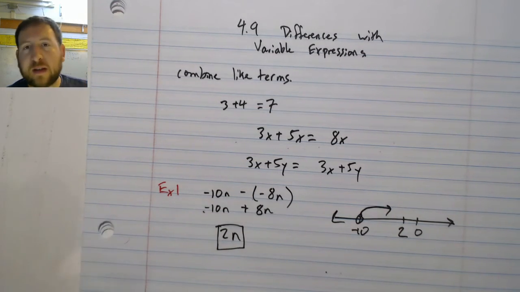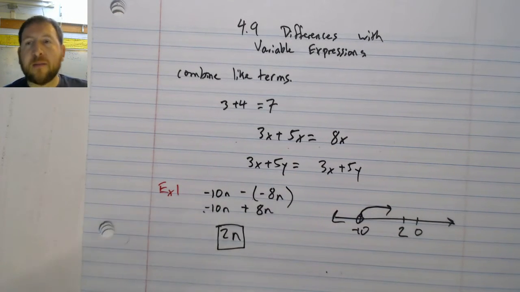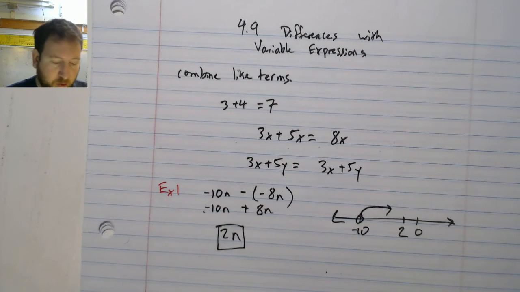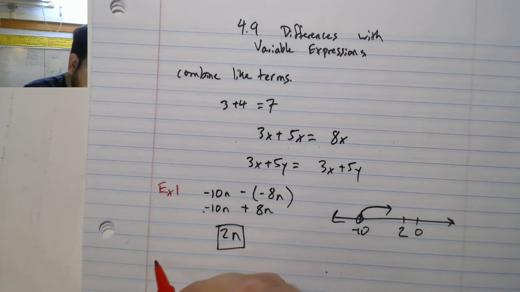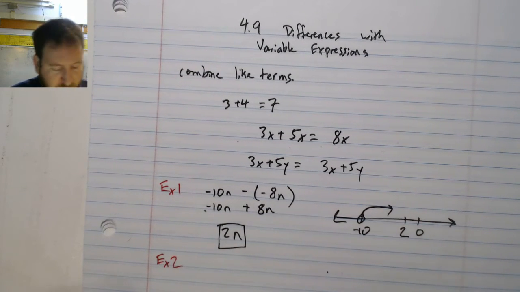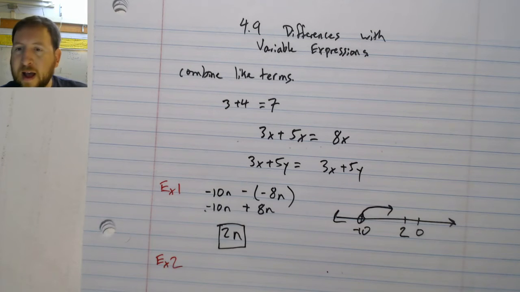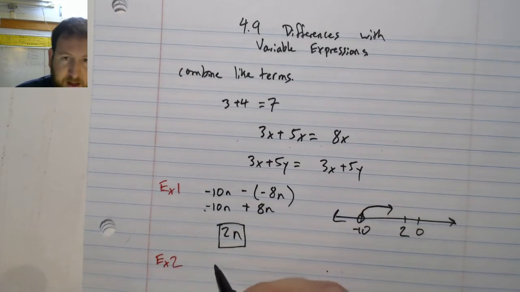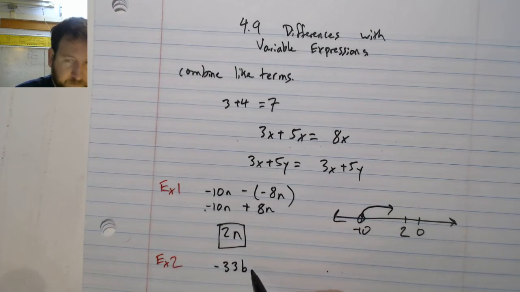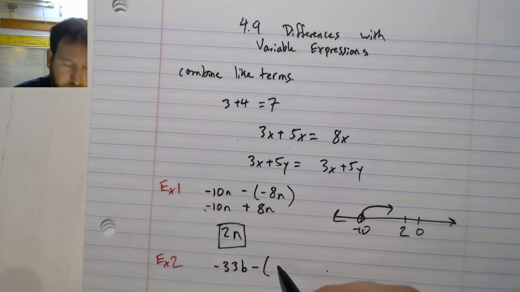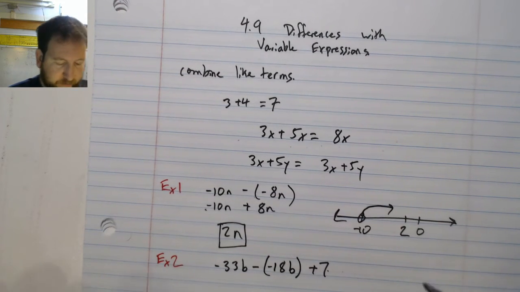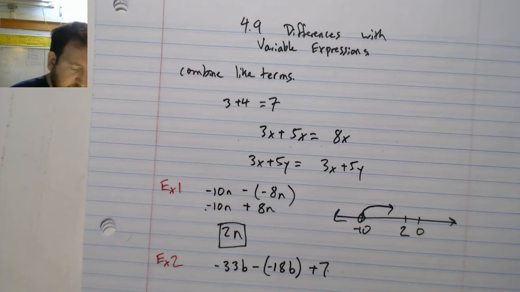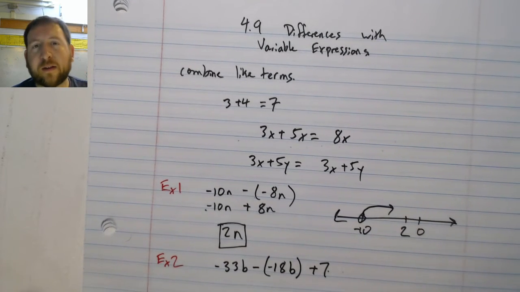Now I always need to take the variables with me, whatever I'm adding and whatever I'm subtracting before that. Okay? Let's take a look at a couple more. I'll go quick so that if you want to slow down and go back, you can do that. Take a look at this. We're going to look at negative 33b minus negative 18b plus 7.